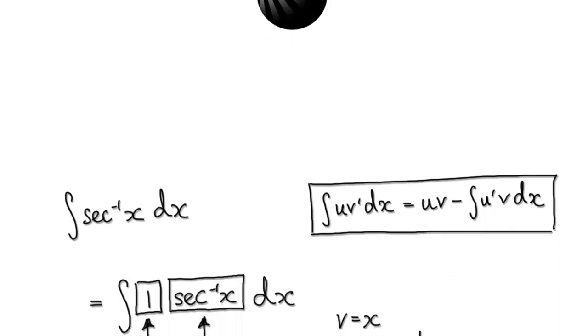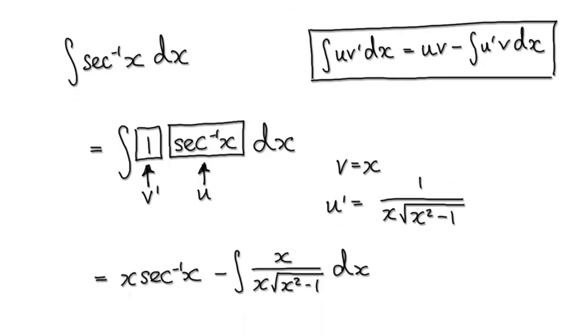In this video, we're going to integrate arcsec x. So we are going to integrate this. So visualize this as being one block multiplying with another block. So set this block to be v prime, set this block to be u.